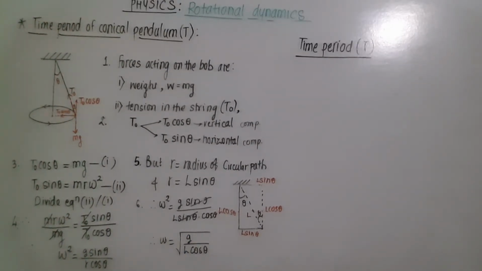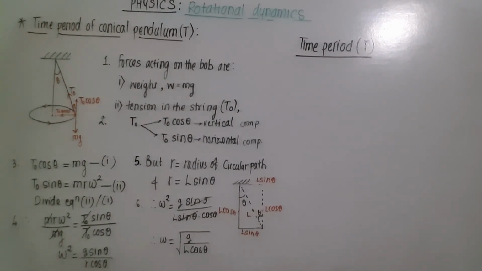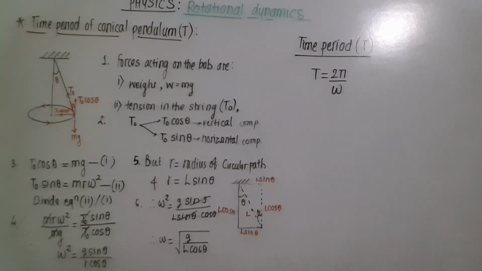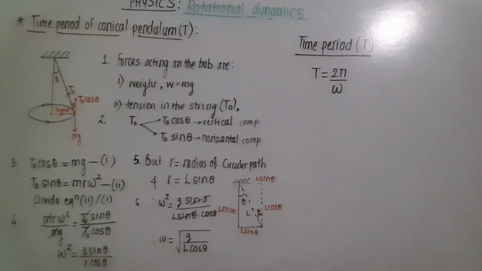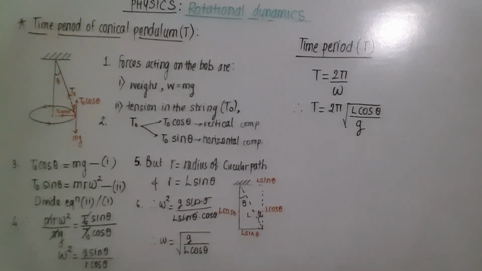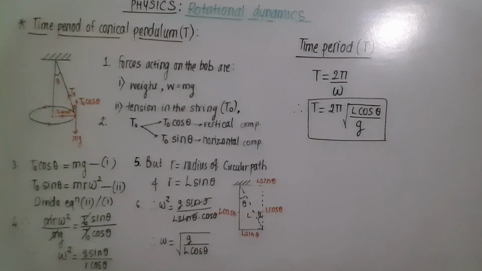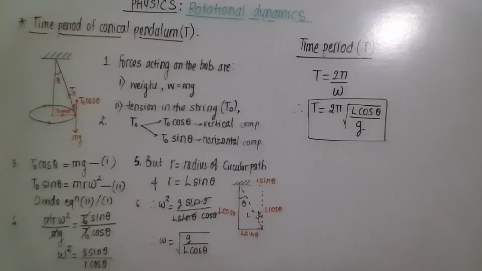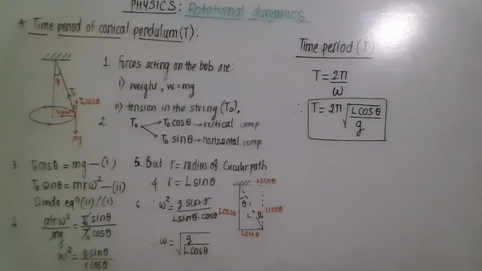The time taken by a conical pendulum to complete one revolution is called the time period. And we know that the time period T is given by the formula 2 pi by omega. Substitute omega in this formula and we get time period T is equal to 2 pi under root L cos theta upon g. This is the expression for the time period of a conical pendulum. From this equation it is clear that the time period of a conical pendulum depends upon the length of the conical pendulum, theta the angular displacement, and g the acceleration due to gravity.